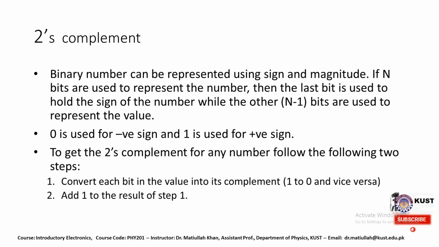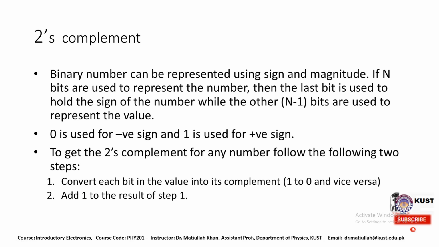So we have 2's complement, that is, the binary number system can be represented using sign and magnitude. If n bits are used to represent the number, then the last bit is used to hold the sign of the number, while the other n-1 bits are used to represent the value. So 0 is used for negative sign and 1 is used for positive sign. That is what we do in digital electronics.